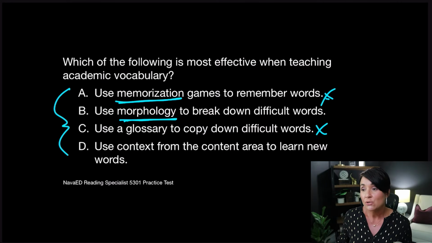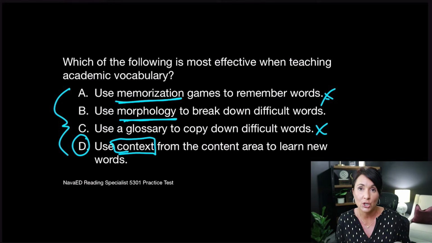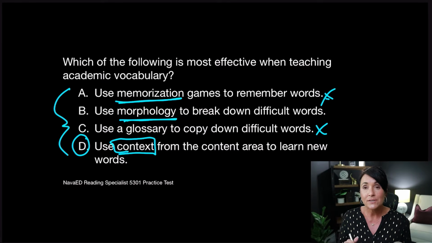And then D, use context from the content area to learn new words. Now, if it's between B and D, I like D the best because what do we have? Context, and context is on my good words list for vocabulary instruction. So B is okay.